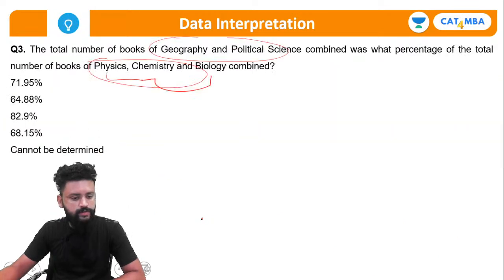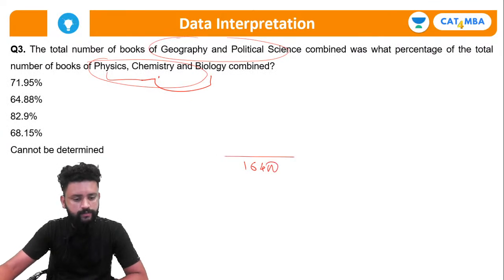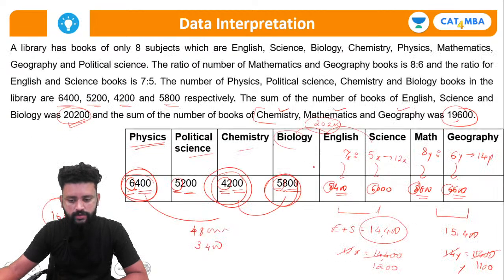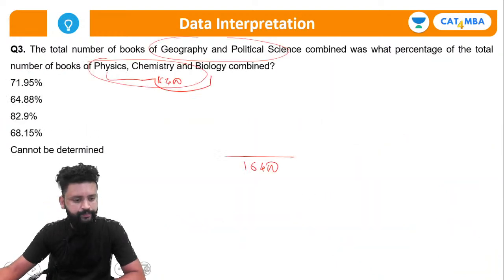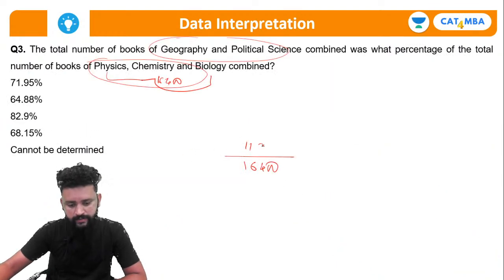And the next two subjects were geography and political science. 16,400 is the total. Then geography and political science we want. Geography is 6,600 and political science is 5,200. So if we add these two values, 5,000 and 6,000 is 11,800. So what is the percentage?